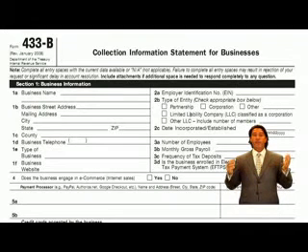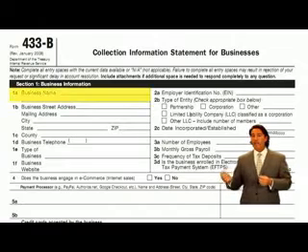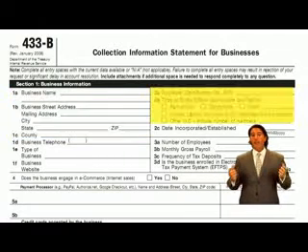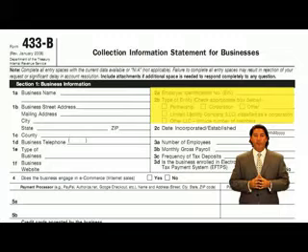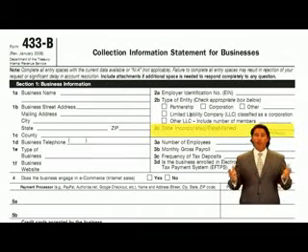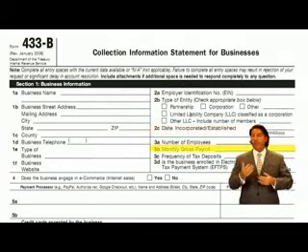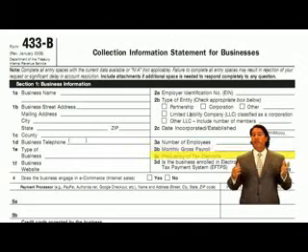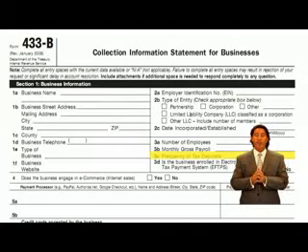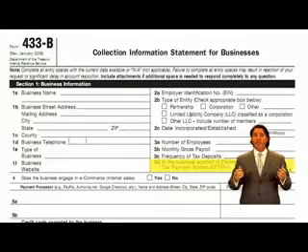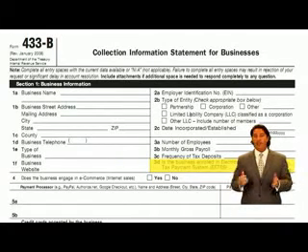Let's start with Section 1, General Business Information. The name, the address, and the employer tax ID number of the business is going to be listed. The date it was incorporated, your monthly gross payroll, the frequency of your tax deposits, how often you make that important 941 deposit, and is the business enrolled in what's called the Electronic Federal Tax Payment System, the acronym EFTPS.